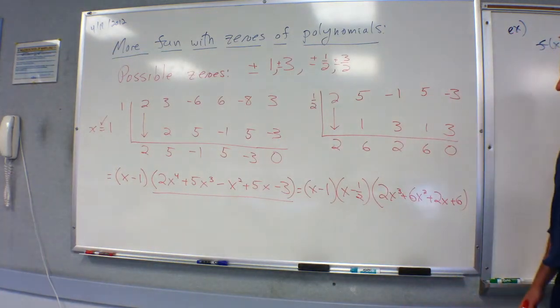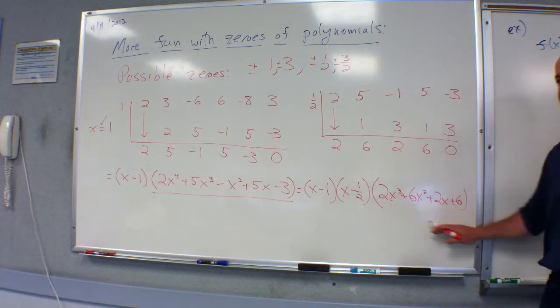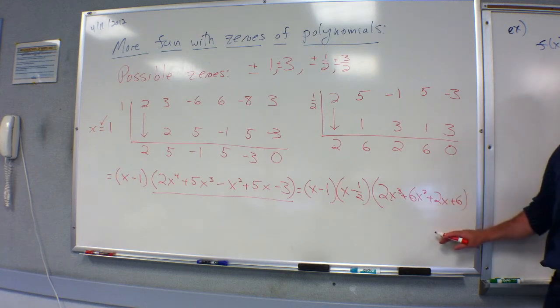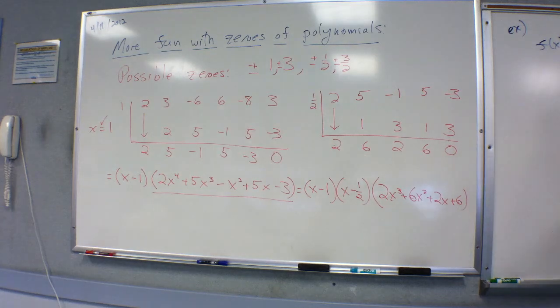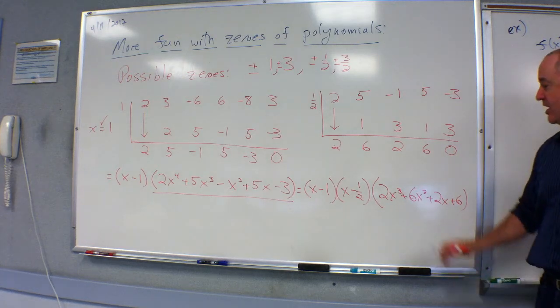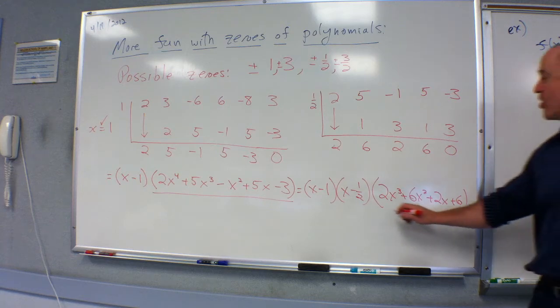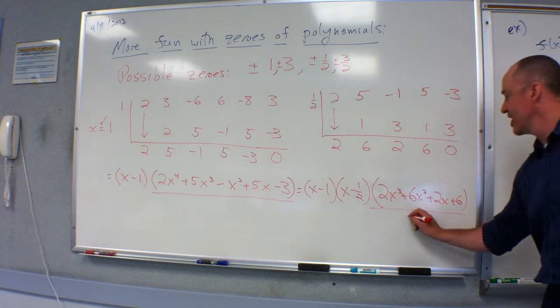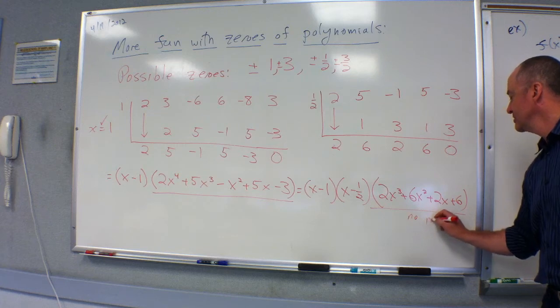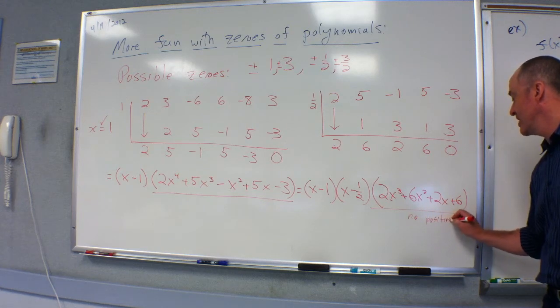None. So how many positive x-intercepts does this have? Real. Remember, Descartes' rule of signs says your number of changes tells you how many real zeros you have. If you have no changes, how many real zeros do you have? None. There are no more. I can look at this and say, no positive, I don't know about negative, no positive zeros.